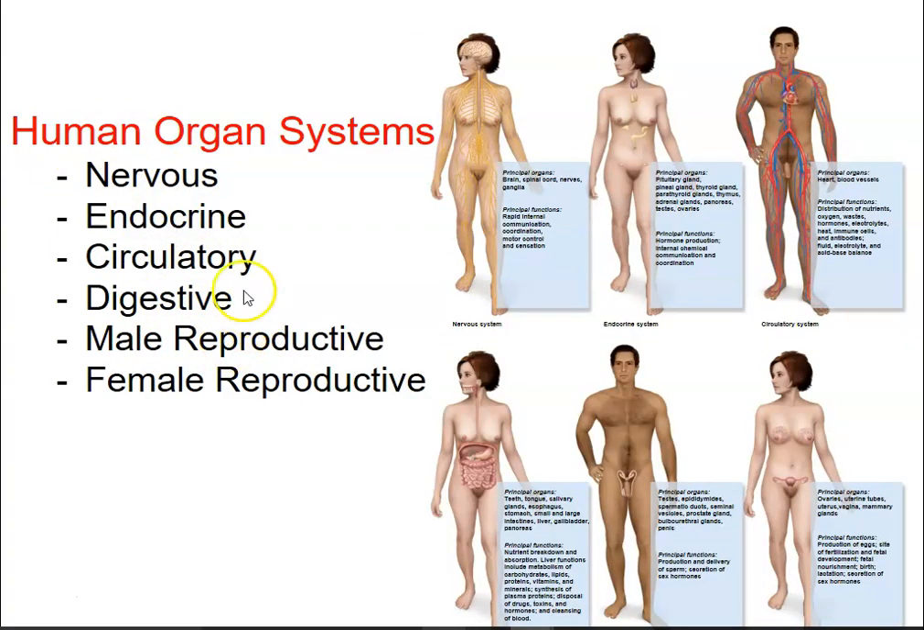The rest of the systems will be covered in A&P 2, the Bio 351 course. So make sure you look at those organ systems, then look at the detailed description of what organs are included in each system and what the major function of each system is. That's all for this lab.